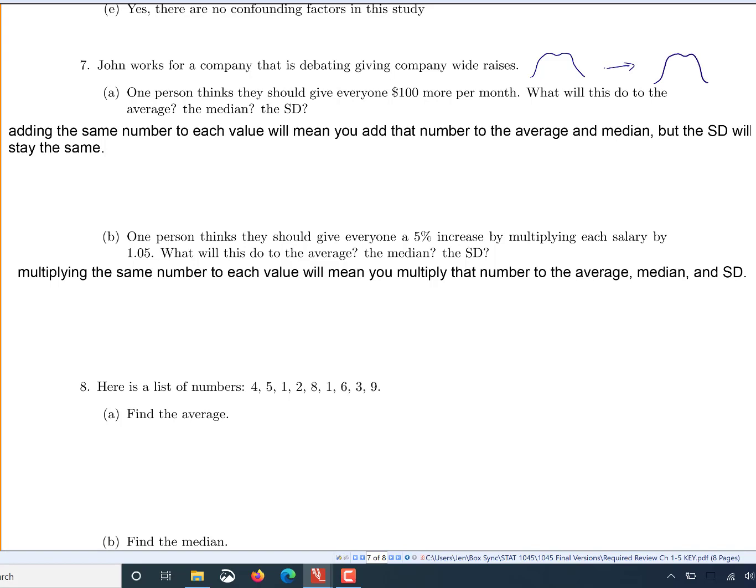So in this case, if we add $100, then we're basically just going to add $100 to the average and median, which makes sense. If everything is $100 bigger, you'd expect the average and median to get bigger too. But the SD stays the same.